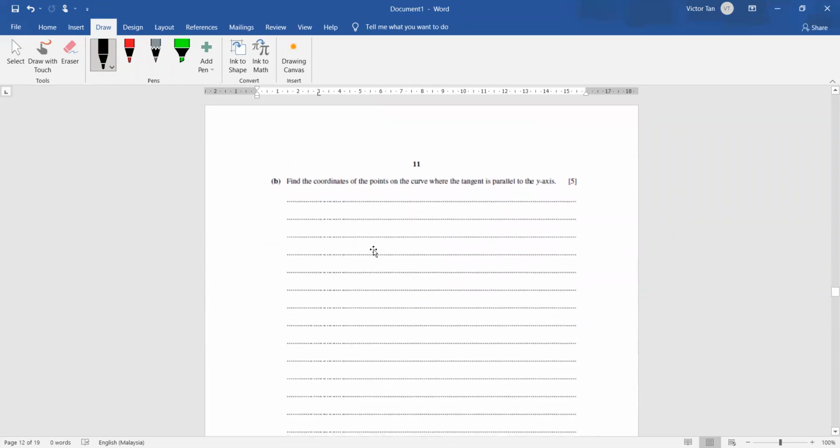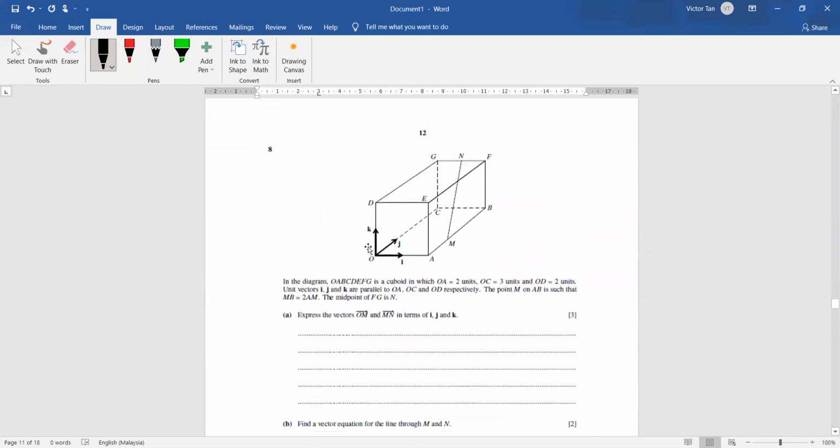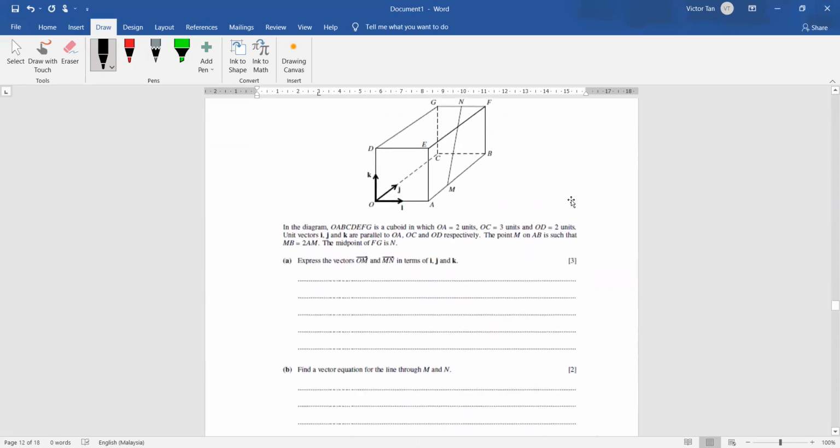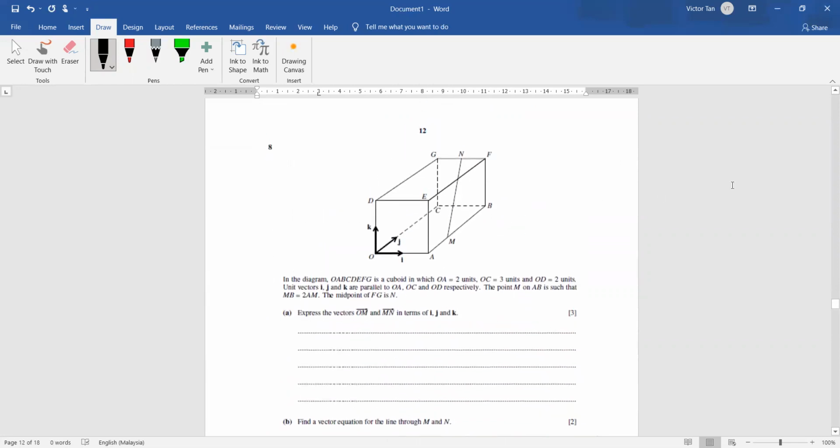Erase this. The next question is a question on vectors. In the diagram, OABCDEFG is a cuboid in which OA is 2 units, OC is 3 units, and OD is 2 units. Unit vectors i, j, k are parallel to OA, OC, OD, respectively.